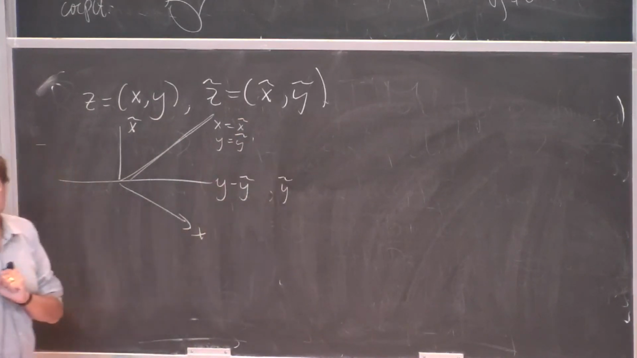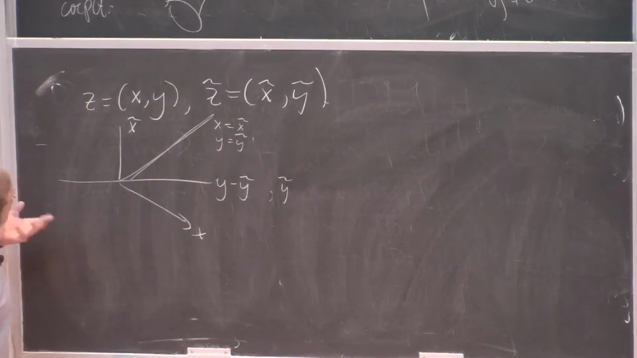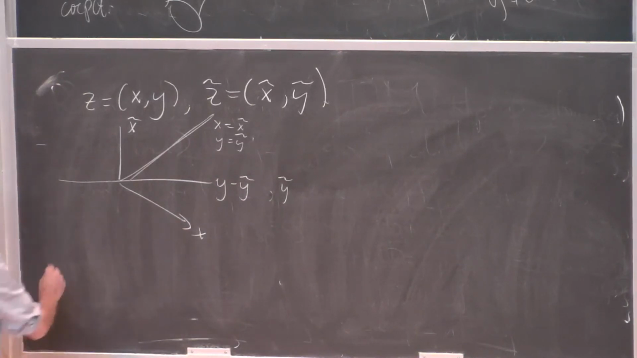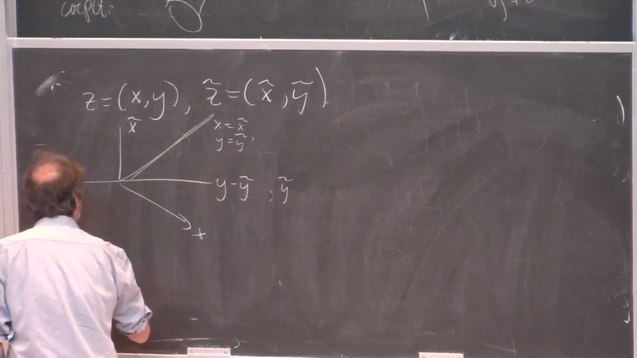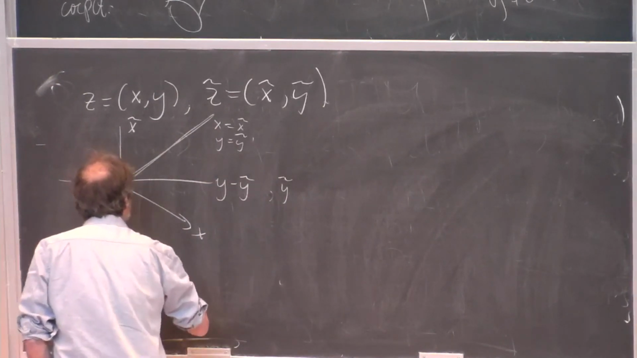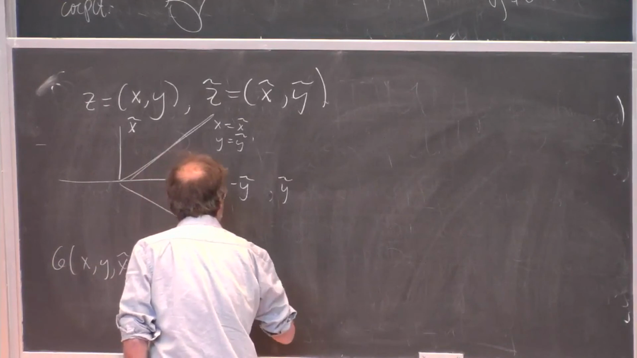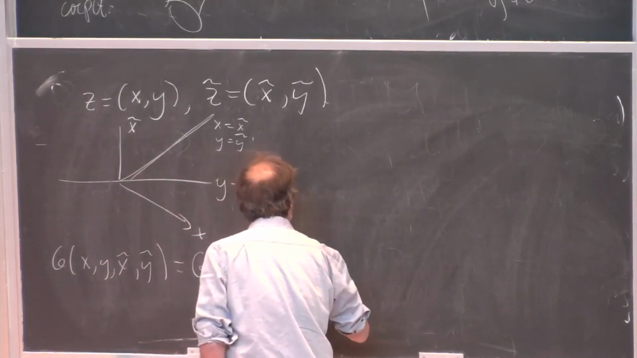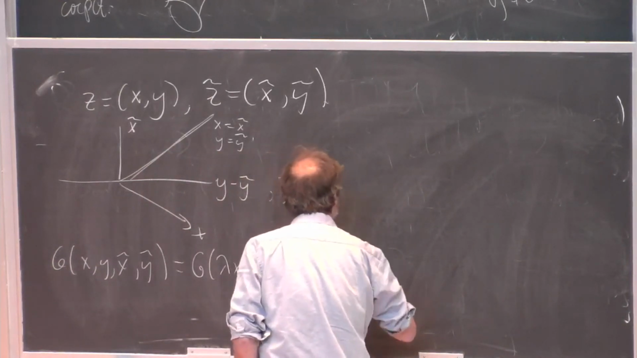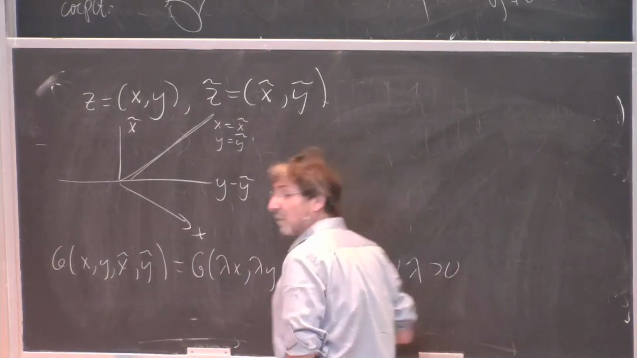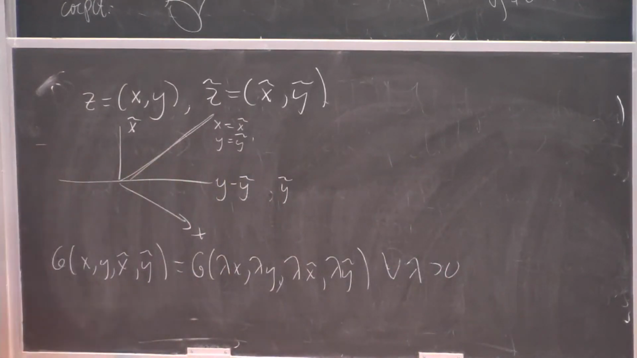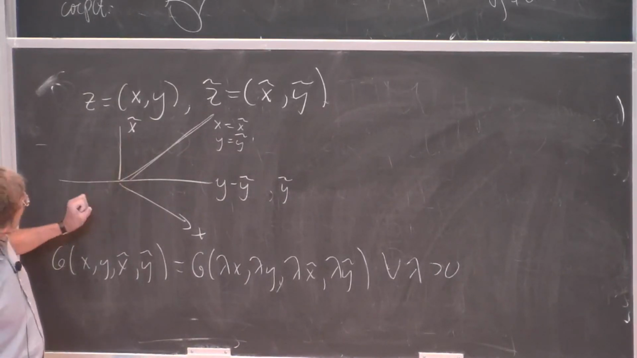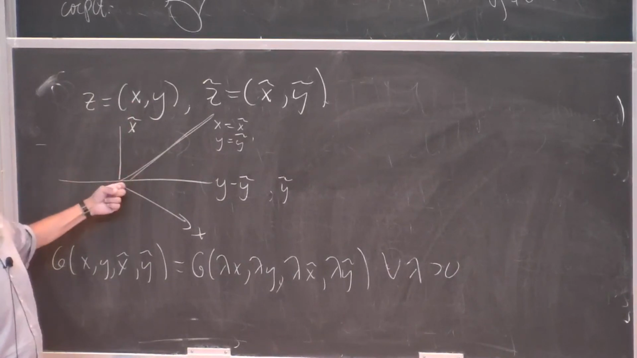And remember I had this dilation invariance, which was an isometry of hyperbolic space, namely g of x, y, x tilde, y tilde is equal to g of lambda x, lambda y, lambda x tilde, lambda y tilde for all lambda greater than 0. Okay, if I just dilate out, it stays the same, because that's an isometry of hyperbolic space. What does that mean in terms of this picture? It means that this whole picture is dilation invariant as I dilate from this point.